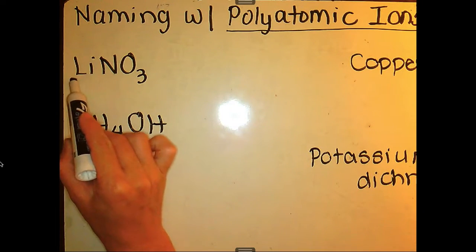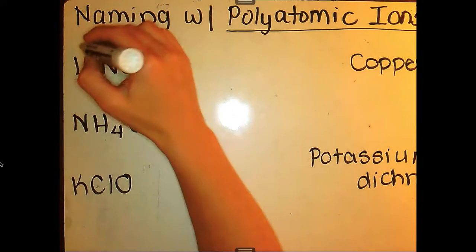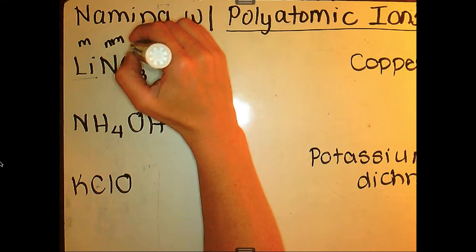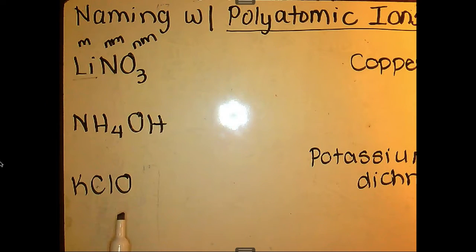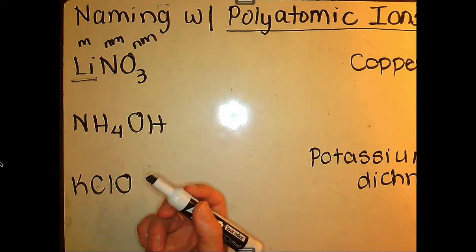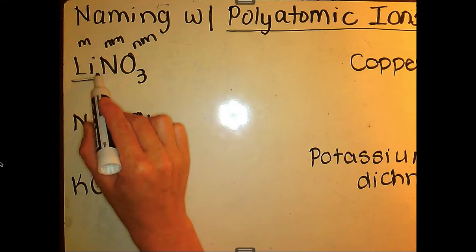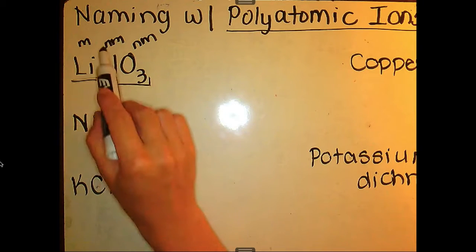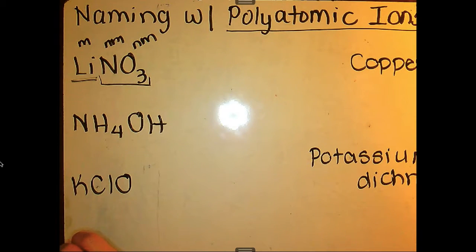Let's kind of talk through this. We see lithium, which we know is a metal, and then we see nitrogen, who's a nonmetal, and oxygen, who's a nonmetal. How do you name something like that? Well, what you're going to start realizing is you're still going to name the lithium like we've been doing. But notice what this NO3 is. This NO3 is a polyatomic ion. It is two nonmetals bonded together.